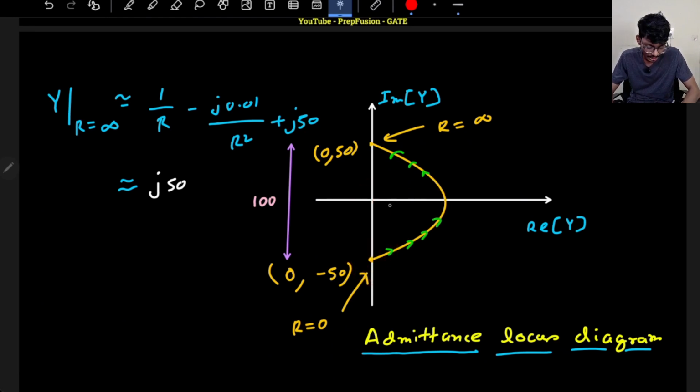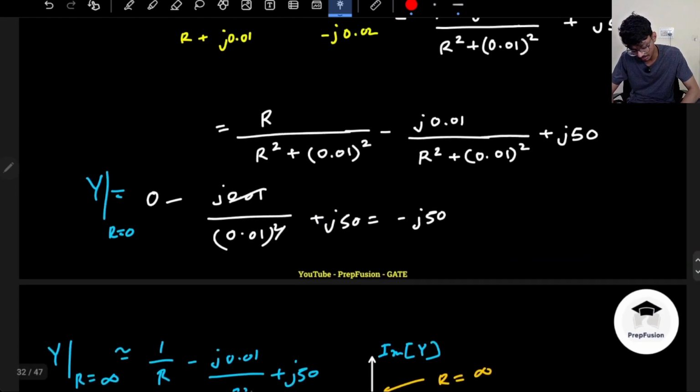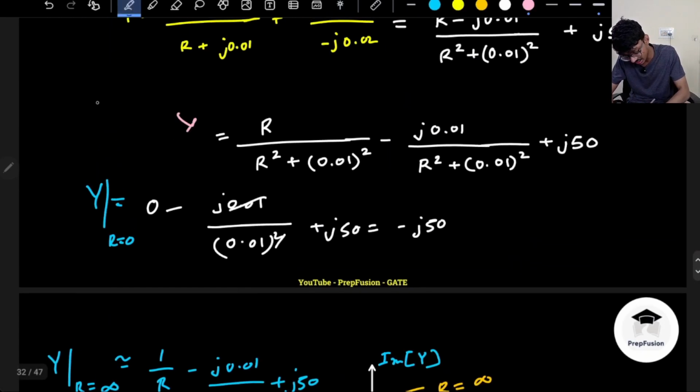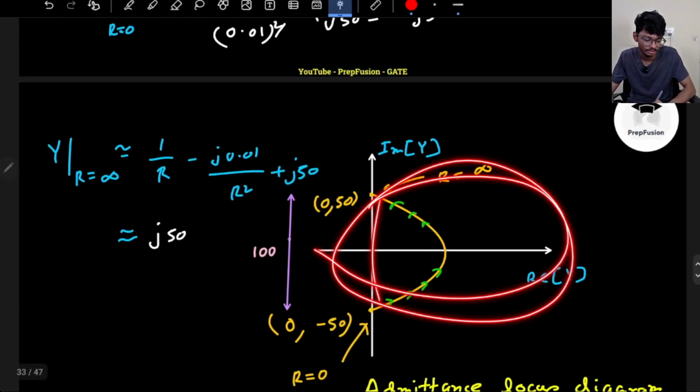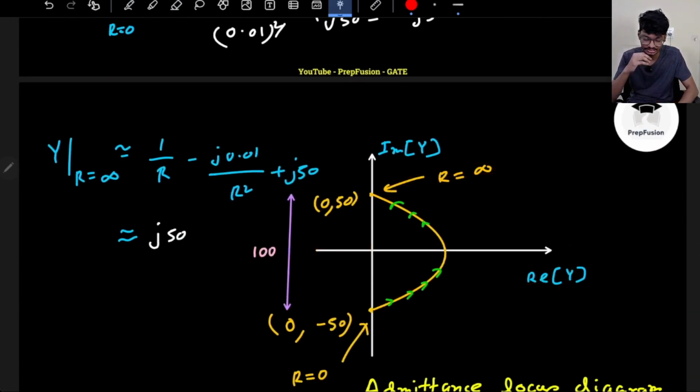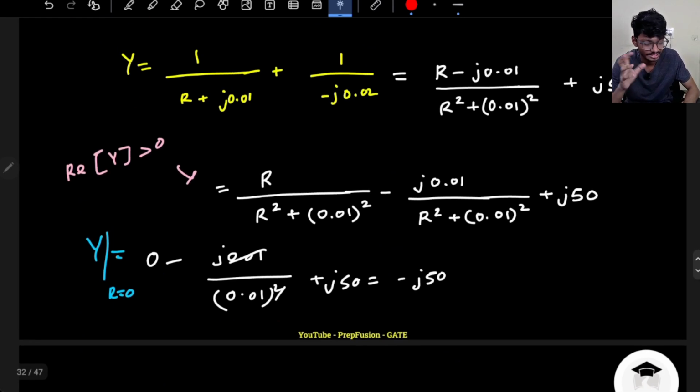Now why am I on the right hand side of the imaginary axis and not on the left hand side? I am on the right hand side because the real part of my admittance is always greater than 0. If the real part of my admittance is always greater than 0, I will lie on the right hand side of my complex plane. So the basics of complex numbers are also very important. That's why we have focused so much on fundamentals.